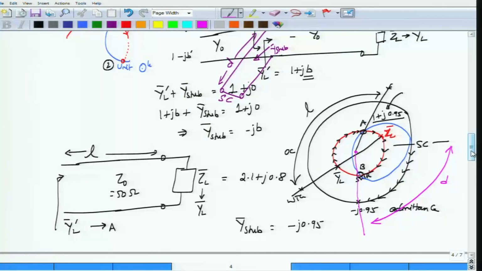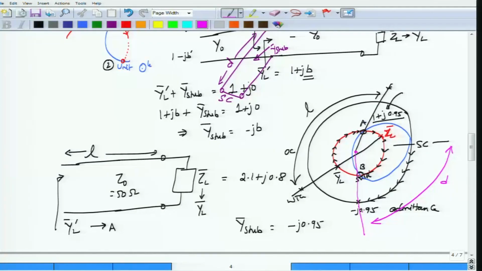Just to give you a summary, start with ZL, locate YL bar. Once you have located YL bar, you are now considering the Smith chart as an admittance chart. Move on the YL bar on the SWR circle until you meet the unit circle. So that unit circle meeting happened at point A. At this, read out the value of the impedance, read out the value of the admittance, and you find out what is the corresponding point that you need to cancel. So here you have 1 plus j 0.95 to cancel. So to cancel plus j 0.95 you need minus j 0.95.